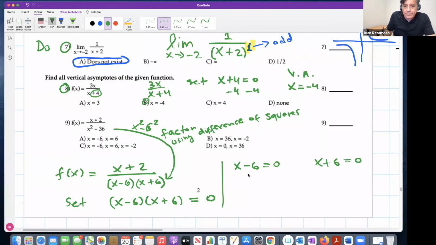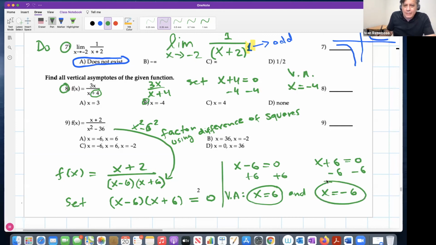x equals 6. One vertical asymptote, shorthand for vertical asymptote, VA, okay? So I'm going to write VA, vertical asymptote, x equals 6. And from here, x equal minus 6 will be the second vertical asymptote, okay? Yeah, great. These are the 2. Now, let's say I'm going to be 100% sure before I choose my answer.